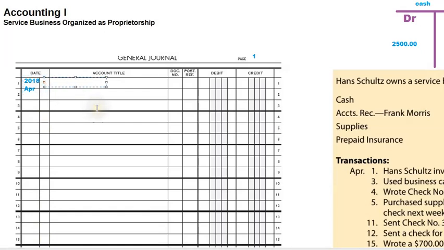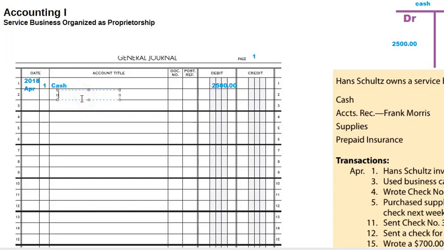Now, it is the first transaction of the first day of the month, April 1, and we know cash is being credited. I'm sorry, cash is being debited. The amount is $2,500. Let me try to make it neat. Alright, and here I have the capital account, right?